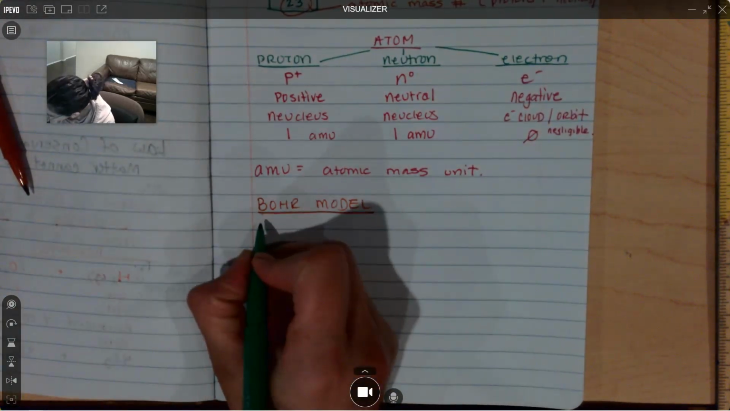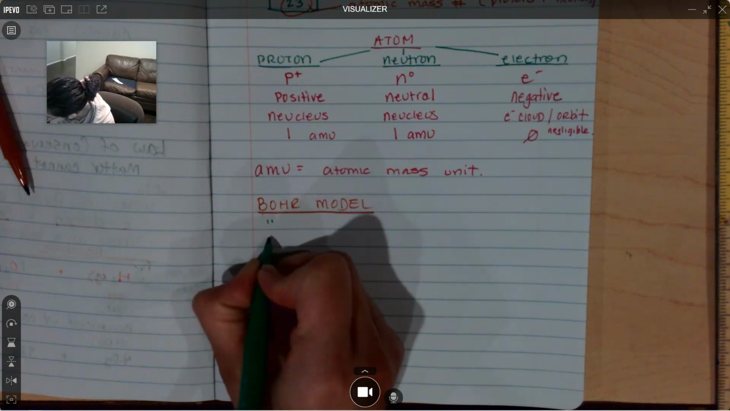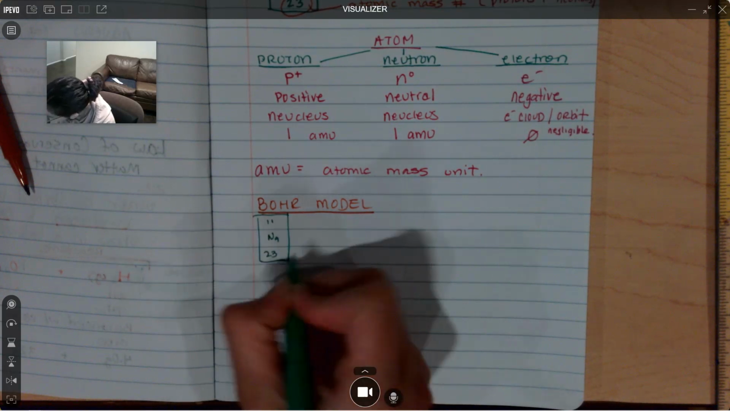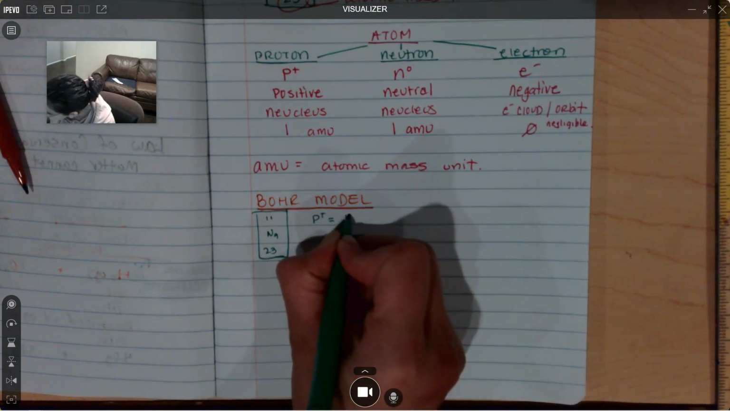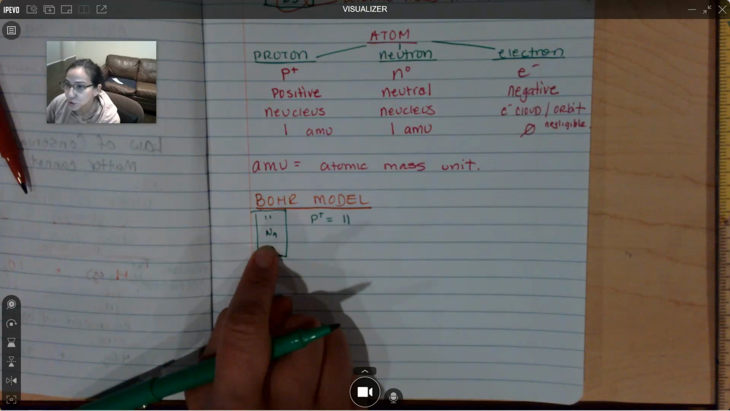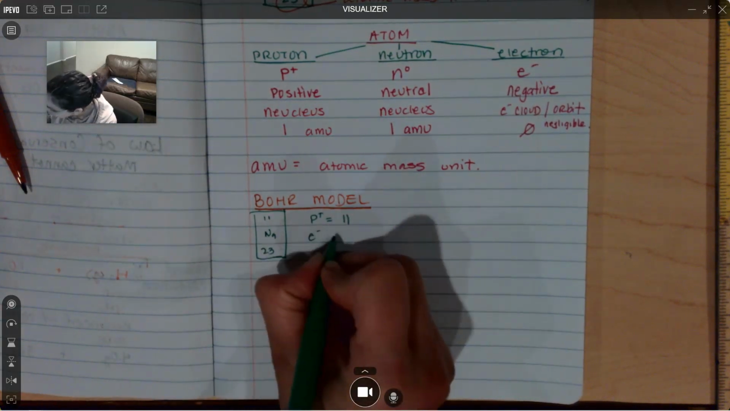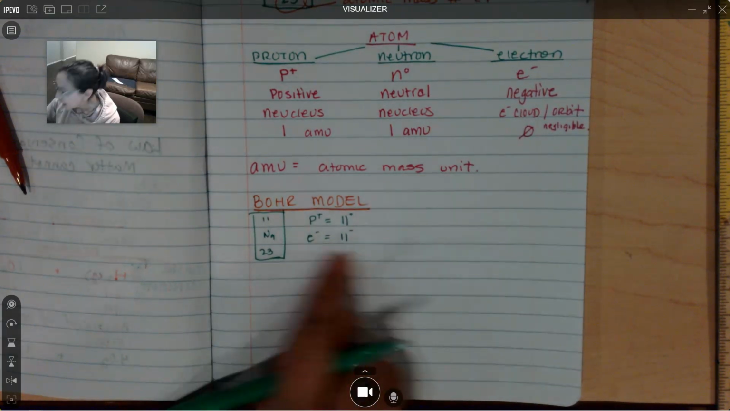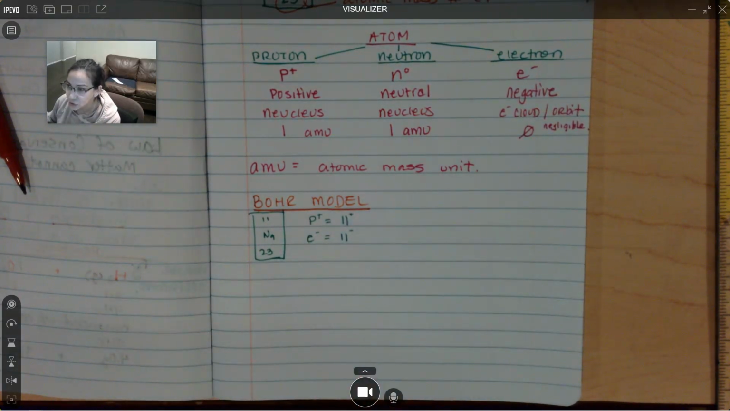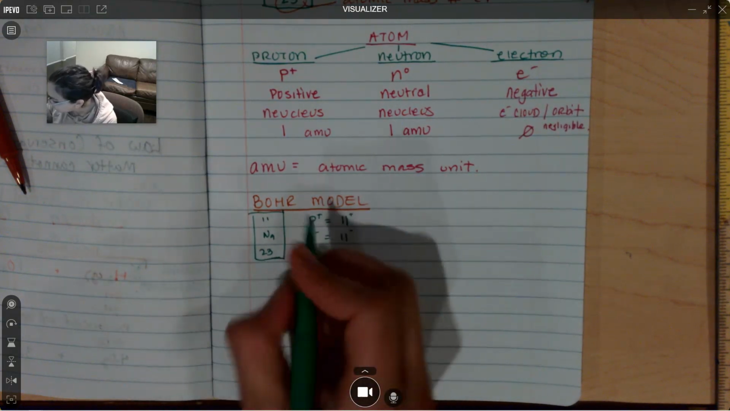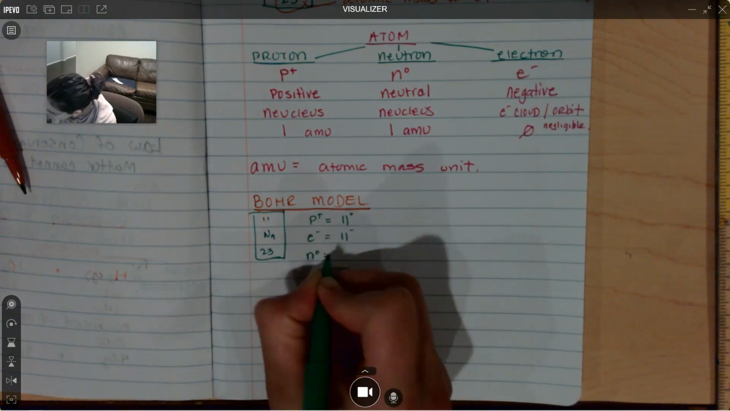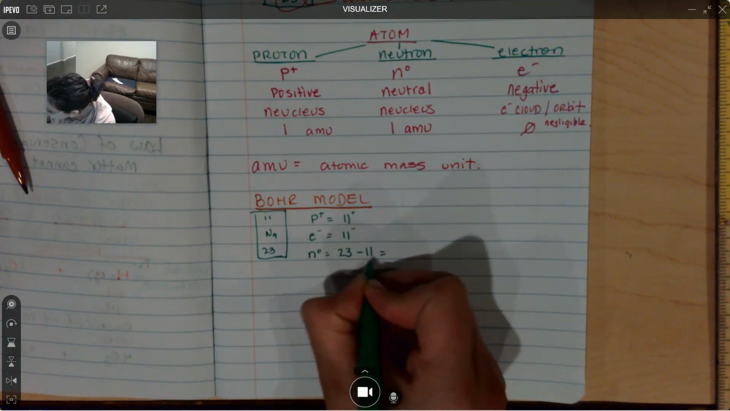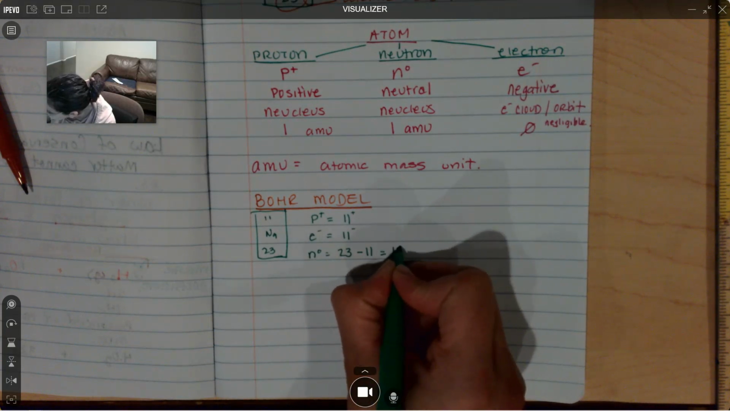Okay, so sodium, remember, it looks like this. The number of protons is equal to 11. Because it's neutral, it has no charge. Electrons must also equal 11, right? Because this is positive, negative, add them together, it creates a neutral charge. The number of neutrons is going to be 23 minus 11. In this case, we're going to get 12.